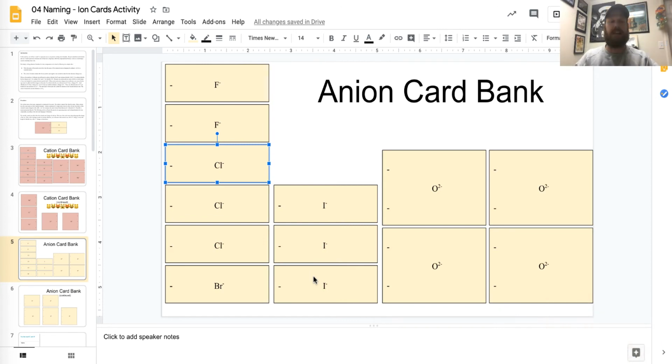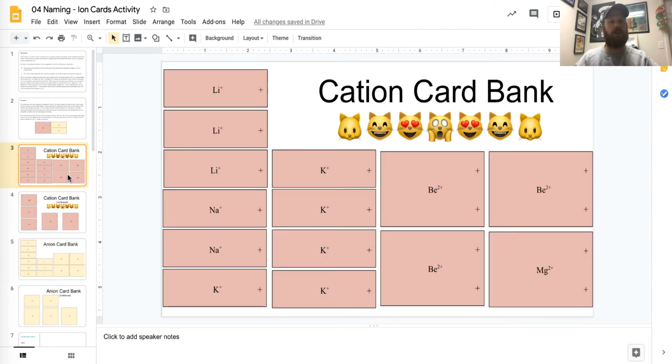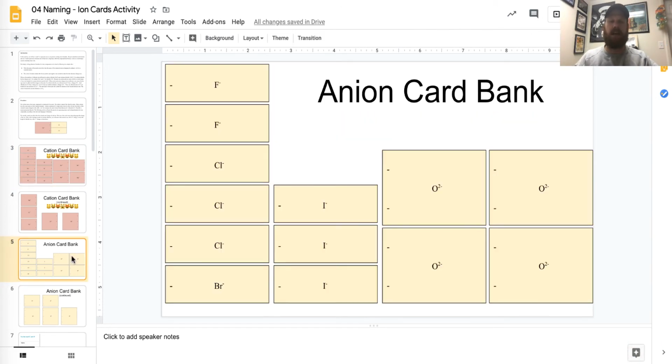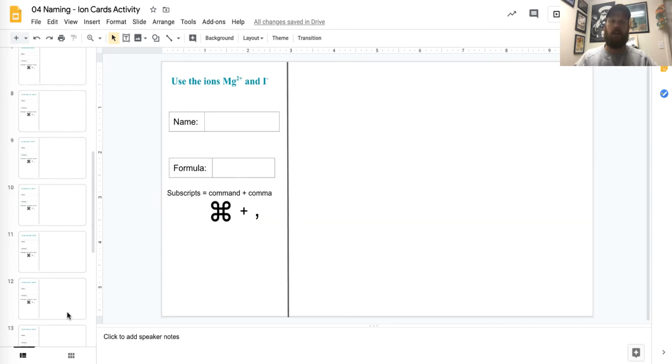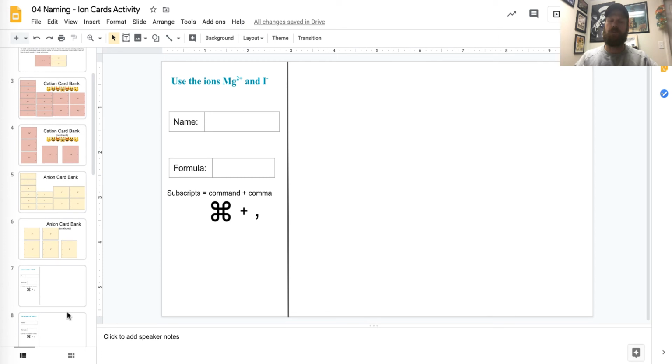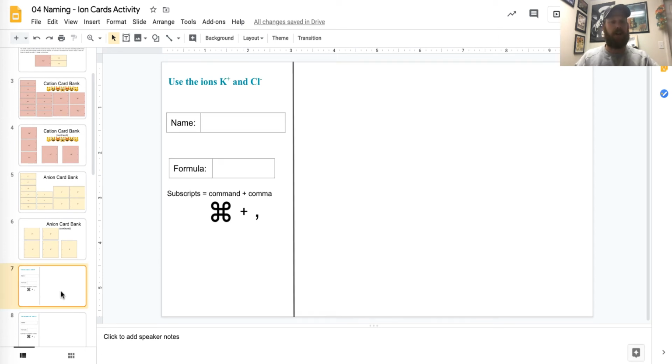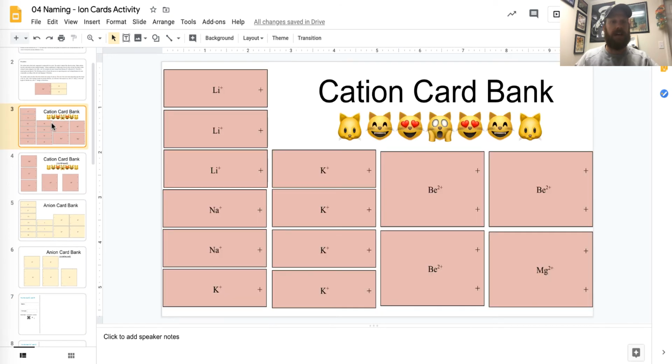To complete this activity, I'm going to use the cards on the cation and anion card bank to do slides 7 through 18. I'm going to work through the first two examples with you so you can see how this is done. If I go to slide 7, I'm supposed to make an ionic compound using K+ and Cl-. So I'm going to go to my cation card bank and find a K+ card. So here's a K+ card.